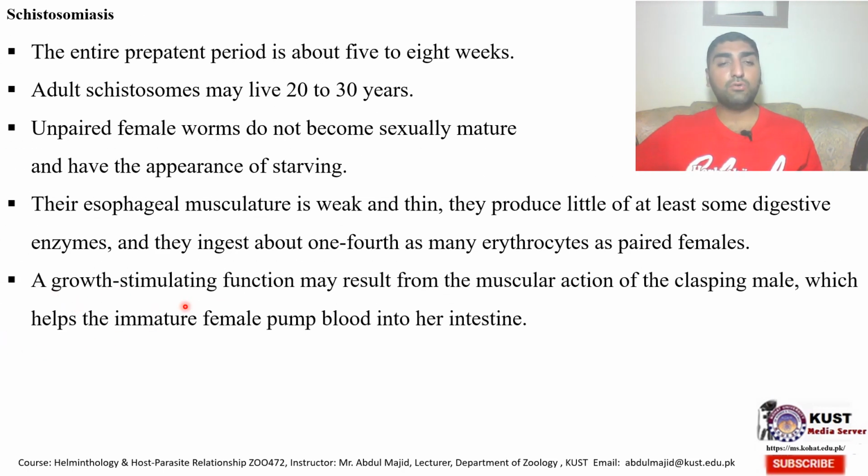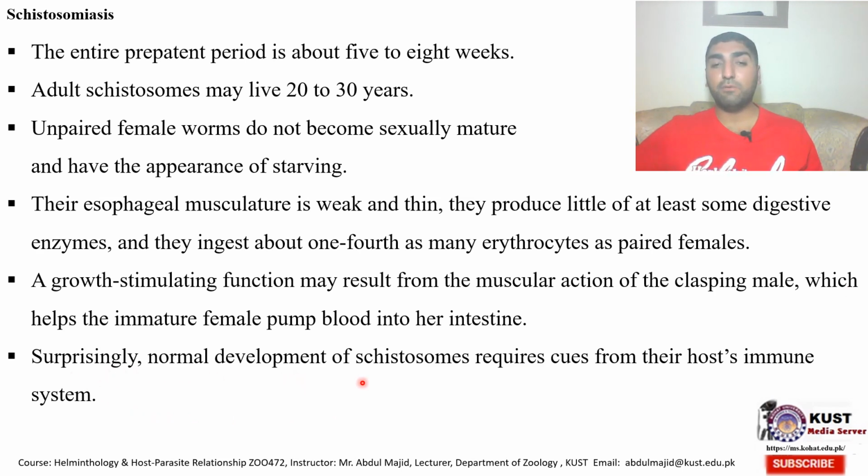So a growth stimulating function may result from the muscular action of the clasping male, because the male musculature is very strong, and it clasps the female, which helps the immature female pump blood into her intestine, because the musculature of her esophagus is very weak. So she is helped by the male in pumping the blood from the sucker to the esophagus and then to the intestine.